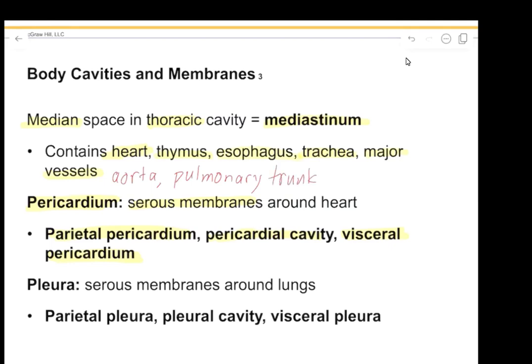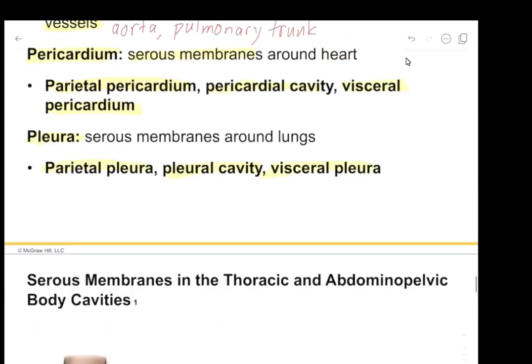For the lungs, we also have a serous membrane. The cavity where the lungs are found is called the pleural cavity. The serous membrane directly on top of the lungs is called the visceral pleura, and the one that is superficial to that would be the parietal pleura.